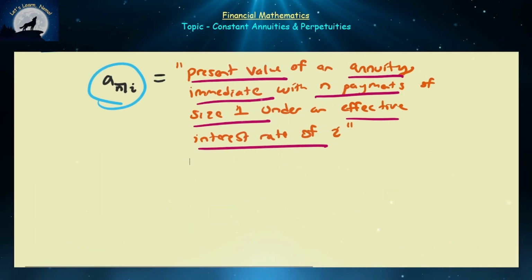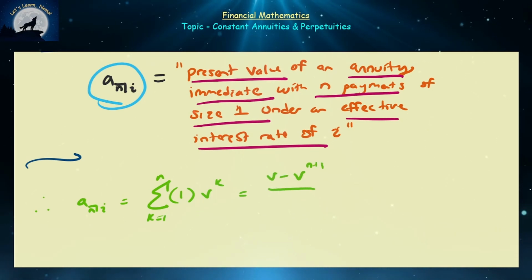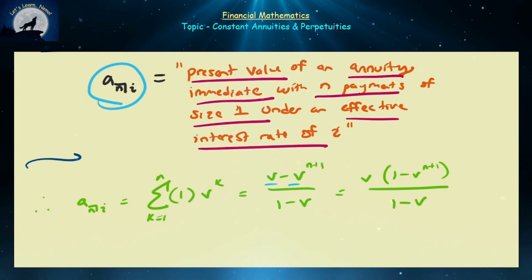All right, now that we have this piece of notation that's very compact, that represents a very complicated structure, let's actually see what it is equal to, right? So a_{n|i}, the present value of an annuity immediate, will be equal to what? So by definition, that's just going to be equal to the sum from k equal to 1 to n of 1, our payment size, times v^k. And we already know that's just going to be equal to v minus v^(n+1) all over 1 minus v. Notice that we can factor a v out of the top side of this expression, so we can actually write this as just v times 1 minus v^n all over 1 minus v.